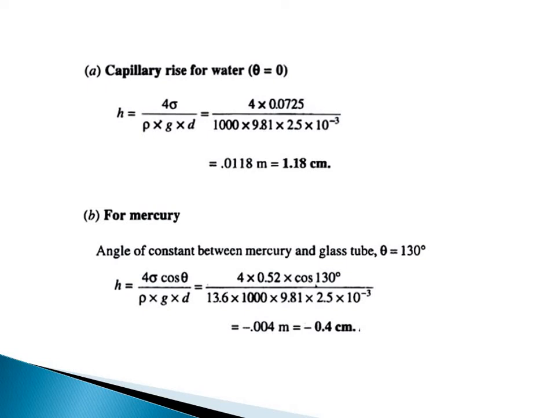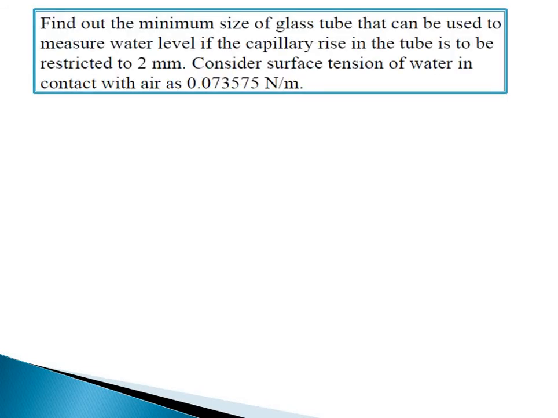Here the minus sign indicates the fall in mercury level in a capillary, and the fall is up to 0.4 centimeter. Okay, now I think this is the last problem.